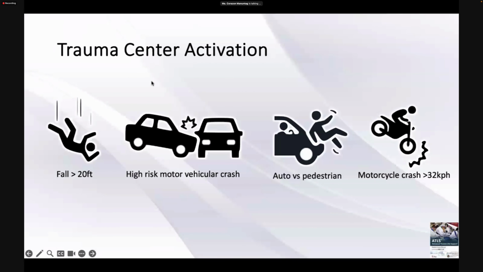So normally, what can we ask about trauma management? We begin with what are the high-risk situations that entail trauma center activation. So fall more than 20 feet, high-risk motor vehicular crash. It can be based on the appearance of the car after the injury. So more than 12-inch intrusion on the passenger side, more than 18 inches on any side, ejection or death in the same compartment. Automobile versus pedestrian injuries are significant if the impact is more than 32 kph, and the same with motorcycle crash, 32 kph.